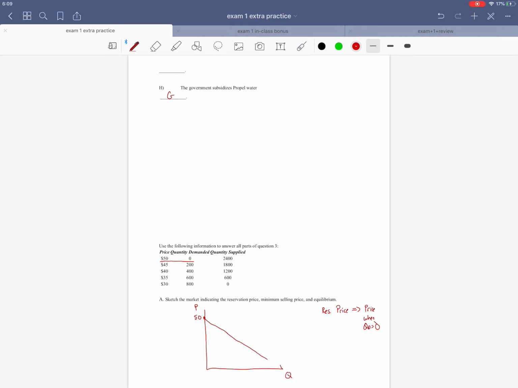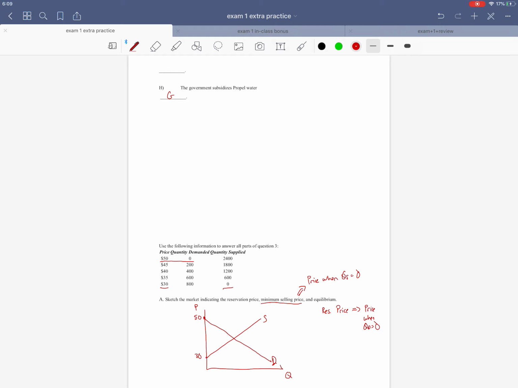So that's how we're going to have our demand curve. It's going to start from that y-intercept, or that 50, that reservation price. And then we'll also have our supply curve tell us where to start by looking at our minimum selling price. The minimum selling price is going to be the lowest amount that firms need in order to start production. So this is going to be the price when quantity supplied is equal to 0, which is 30. So this is our supply curve.